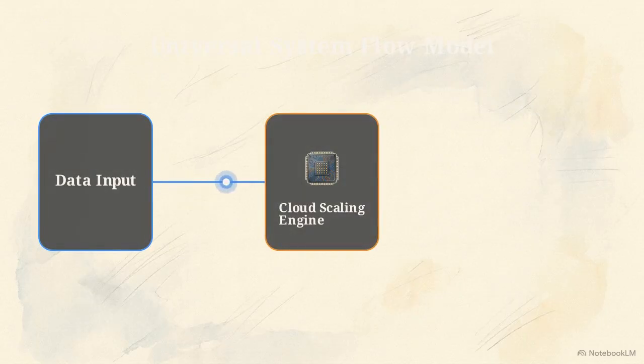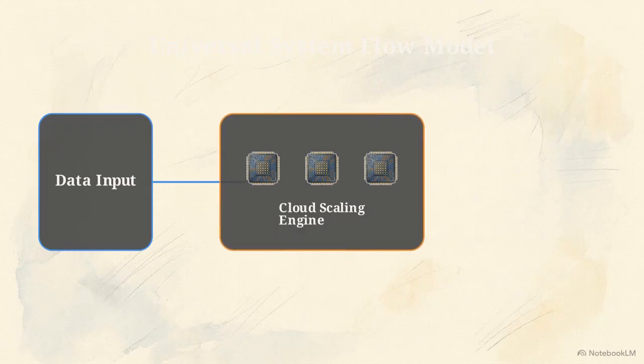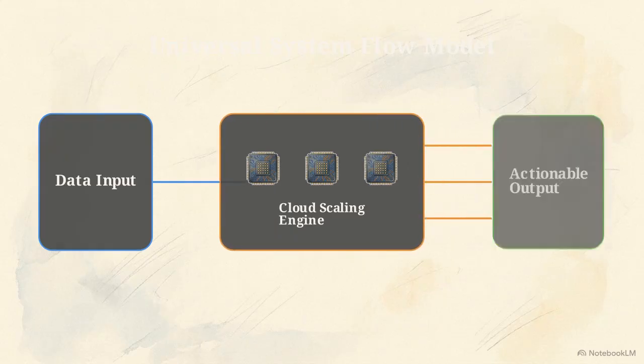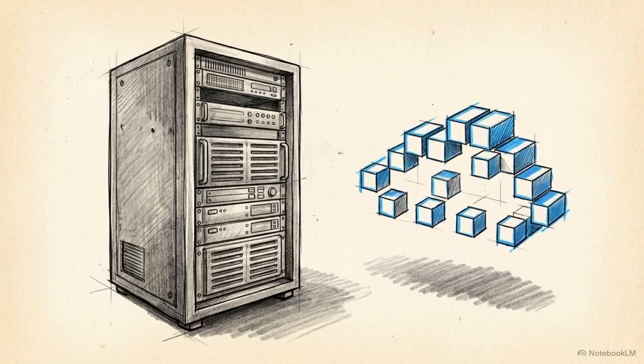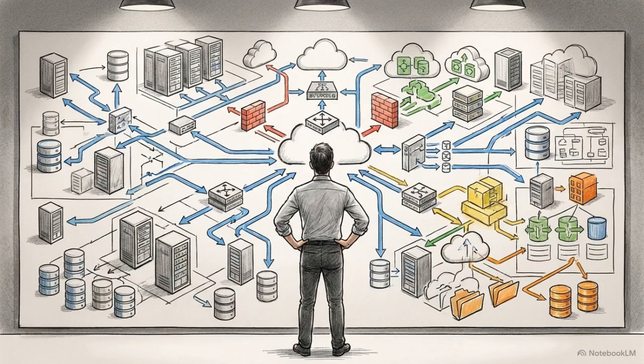This diagram shows the universal system flow model you can apply to any exam question. Notice how it tracks from the data input, routes directly into a central cloud scaling engine, and finally pushes into an actionable output. By understanding this core abstraction, how physical hardware is converted into scalable digital services, you can derive the answer to any complex architectural scenario from first principles.